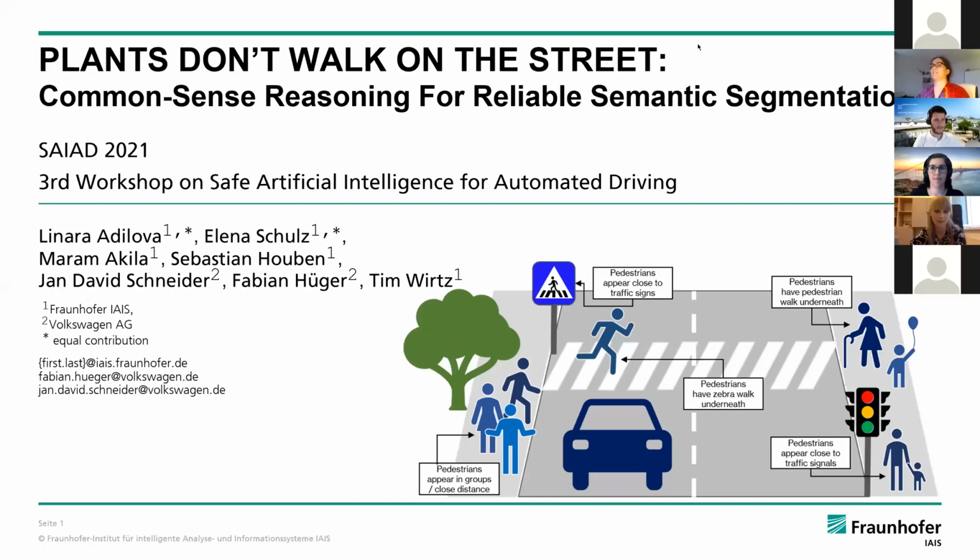Welcome to my talk about common sense reasoning for reliable semantic segmentation, or how to explain to neural networks that plants don't walk on the street.